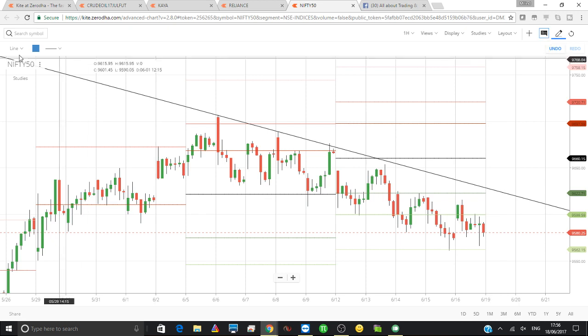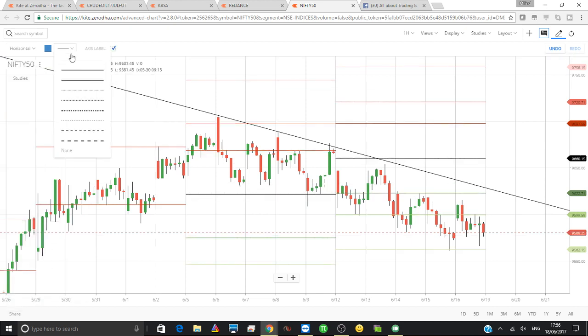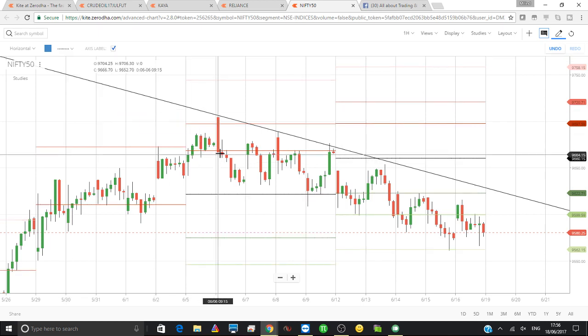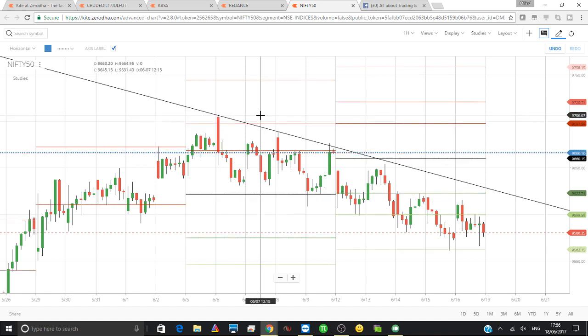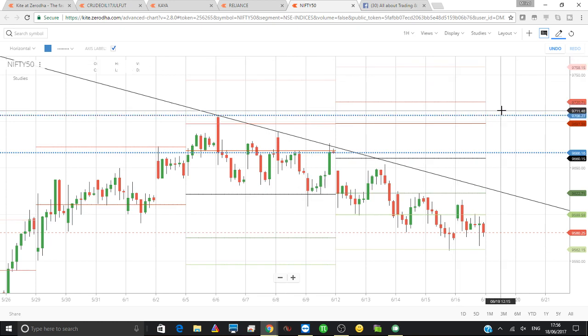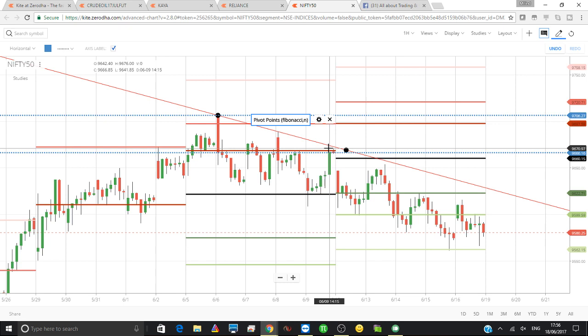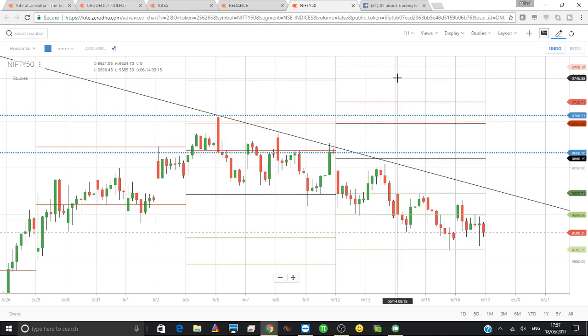I need to draw a horizontal line, and I will draw it as a dotted line. So this is the low of the supply level. This is the high of the supply level. So my stop loss is going to be a little above 9706. Again, that is the same level as my long bear candle. So 9670 with a stop loss of 9710. About 30-40 points of stop loss is what I would need to go with.